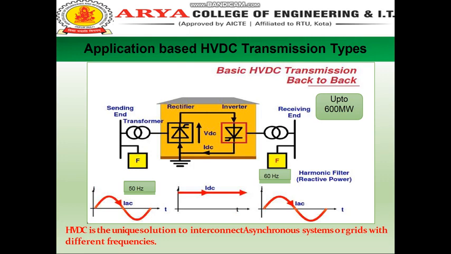In this configuration, the two converter stations are located at the same site and no transmission line or cable is required between the converter bridges. This connection may be monopolar or bipolar. The link voltage is regulated by controlling the power flow to the AC grid. This system has fast control of power flow. This application is used up to 600 megawatt.